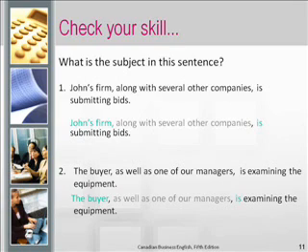In the first sentence here, John's firm, along with several other companies, is submitting bids. In this sentence, the verb is, and the subject is John's firm. The intervening words, along with, have a subject as well, which is companies. That subject belongs to that phrase with the intervening words, but not to the actual verb of the sentence, which is.